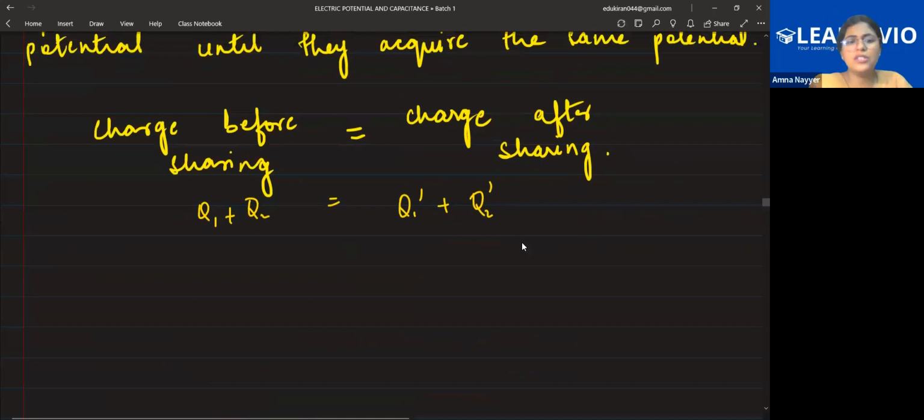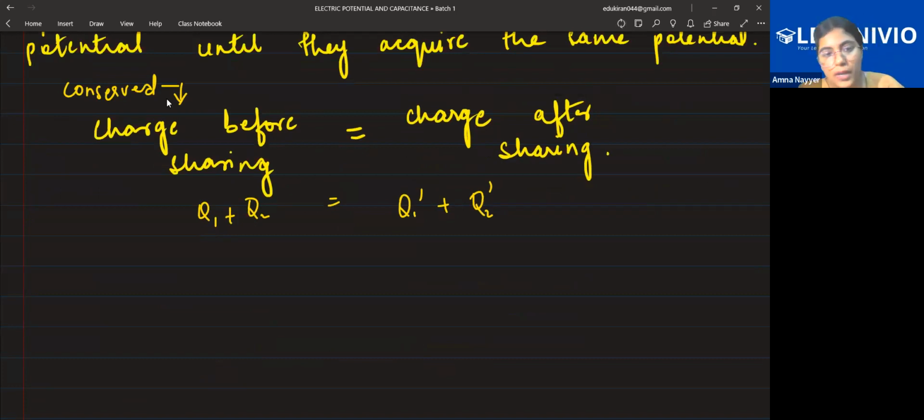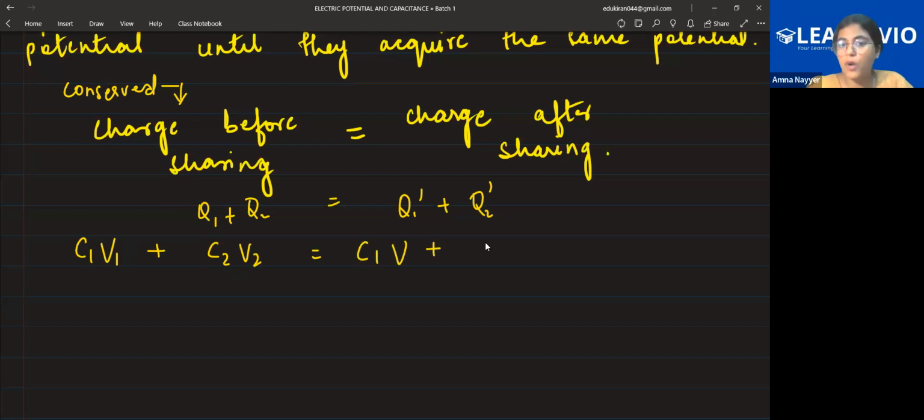Now, if the charges are just transferring, it means the charges are conserved. Main thing is that the charges are conserved. So whatever is the charge before sharing is equal to the charge after sharing. Initially we have Q1 plus Q2, and after sharing we have Q1 prime plus Q2 prime. Q1 was C1 V1, Q2 was C2 V2. And after sharing, the same common potential which is present is V. So Q1 prime is C1 into V, and Q2 prime is C2 into V.